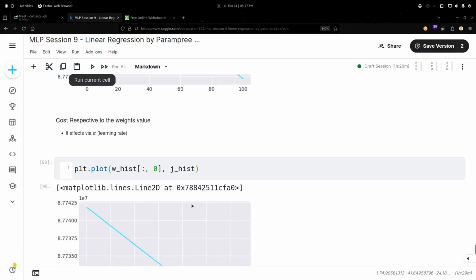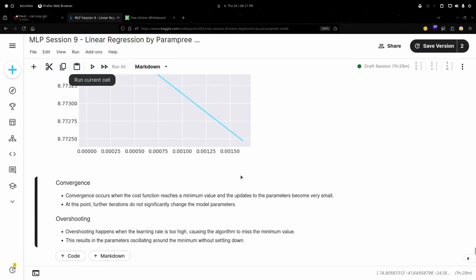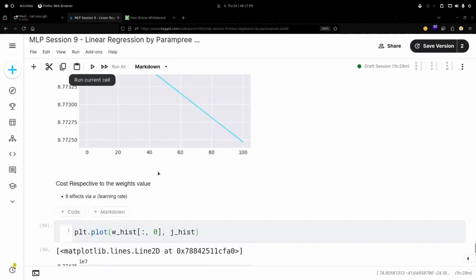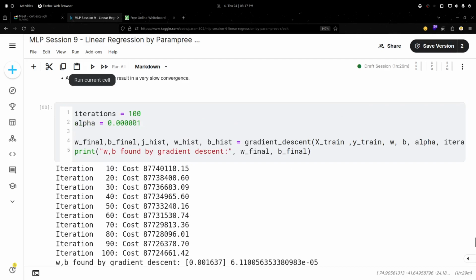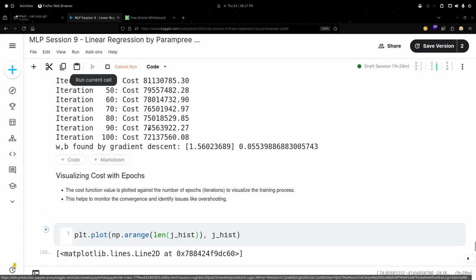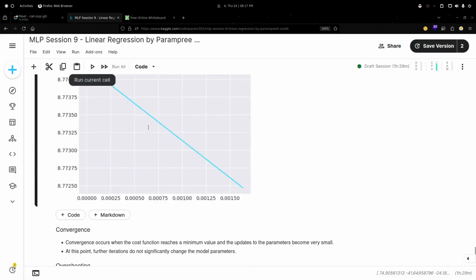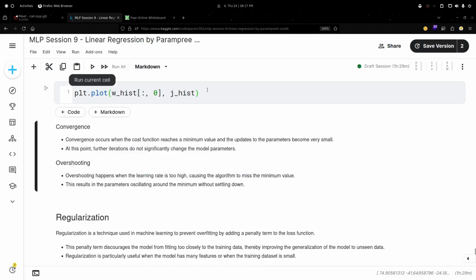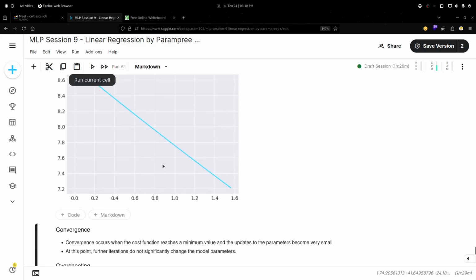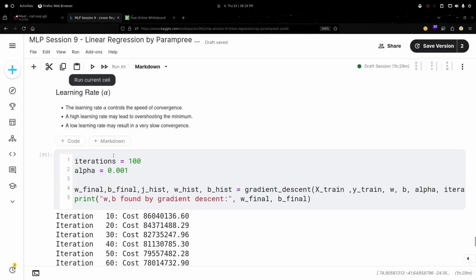Okay, so here you can see this is the W value, which is of course not working as we need. So that's why we set alpha. Let's suppose I set it to 0.001, and if I plot it now, you can see it is decreasing, but now it is decreasing at a higher rate. So that's why we set alpha to some good value. Let's suppose 0.3.